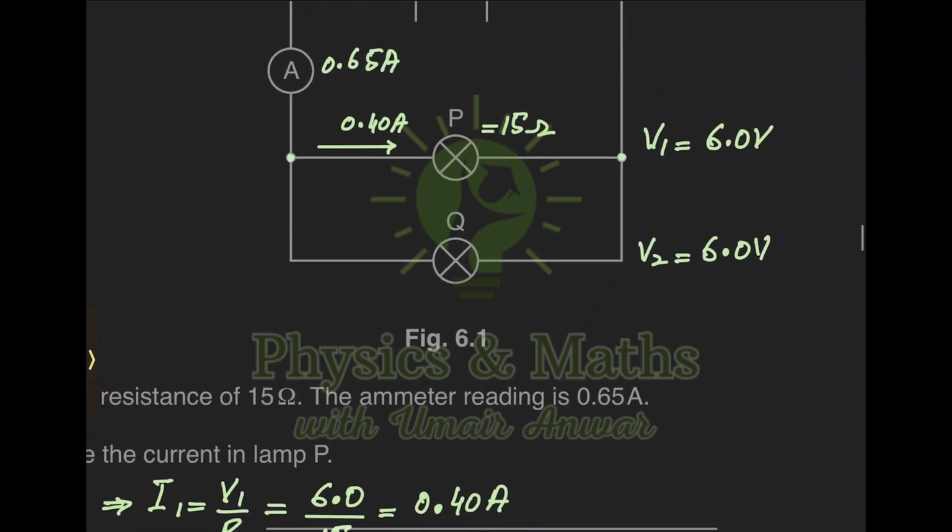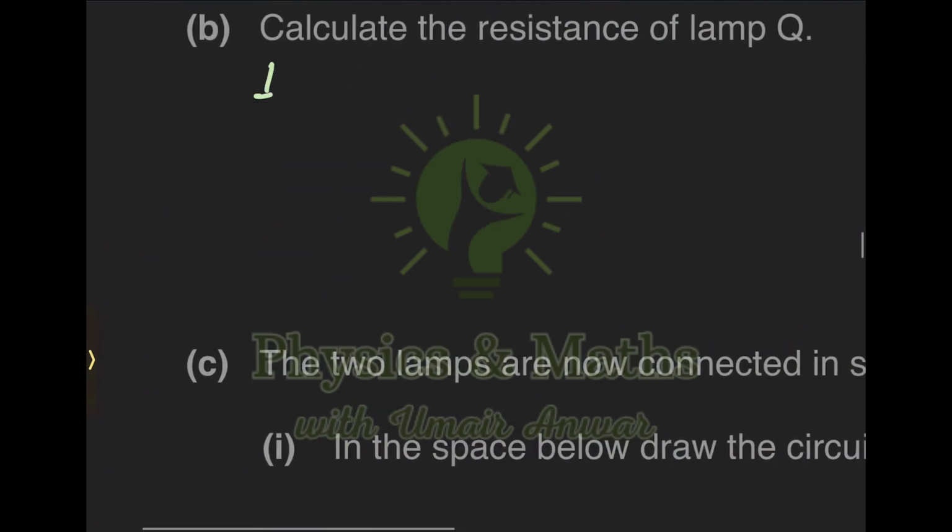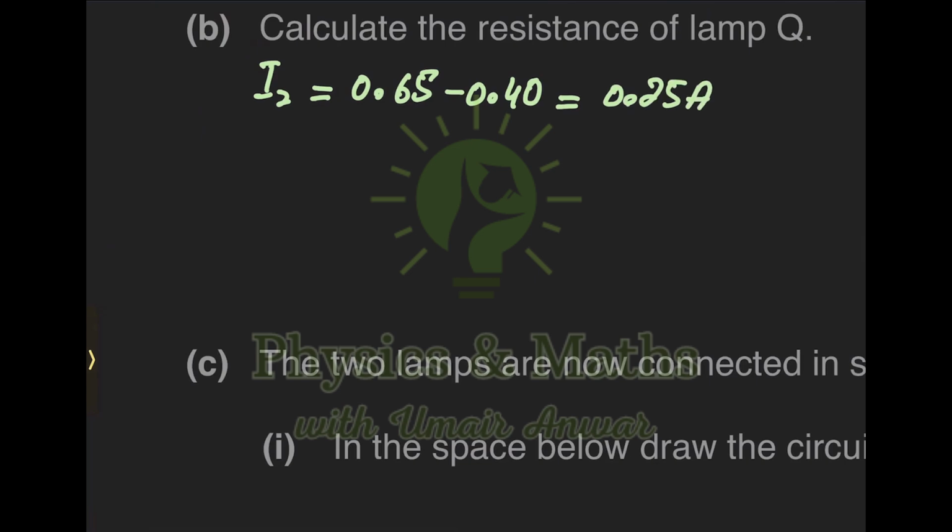Now it is obvious that the current flowing through this lamp is going to be the difference of 0.65 and 0.40. So the current of 0.25 amperes is going to flow here. So first thing, I'm going to write the amount of current flowing through it, and it is going to be the total current minus the current I1, which is 0.40. So the answer is 0.25 amperes.